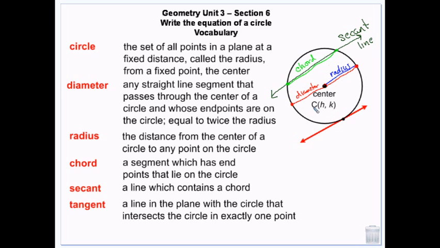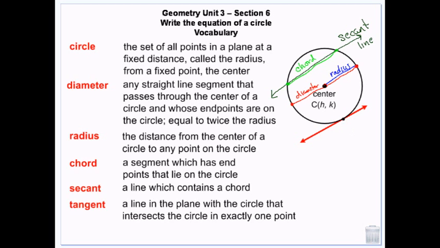And then the tangent line goes right next to the edge of the circle, but it only touches at one point. Now it looks like it's touching at more than one point because we can't draw it perfectly. We'd have to make that line really super thin to only touch at exactly one point, and then you wouldn't be able to see it.